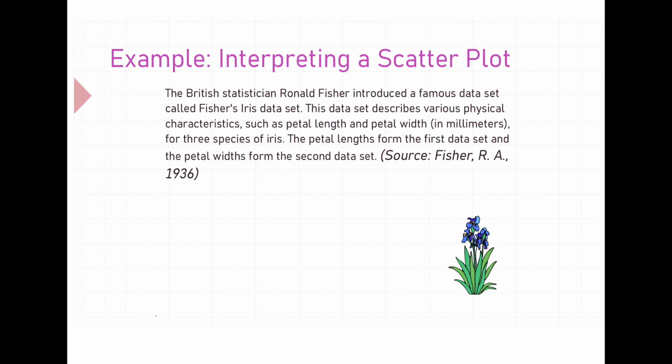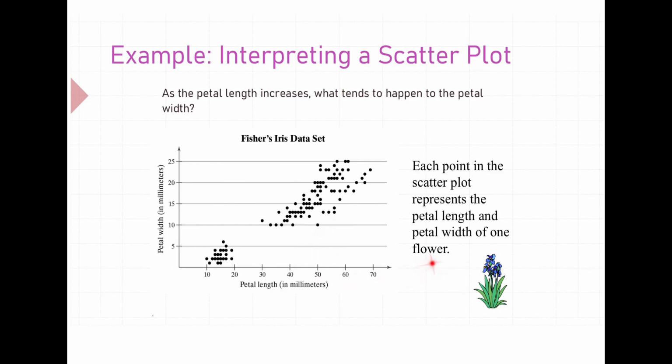So just to give you an example of what we're talking about, a British statistician, Ronald Fisher, introduced a famous data set called Fisher's iris data set. The data describes various physical characteristics, such as the petal length and the petal width in millimeters, for 3 species of iris: the petal lengths from the first data set and the petal widths from the second data set. So with this particular plant, the x's would be the petal lengths, so that's my x-axis, and then the petal widths are along the y-axis. Each petal, we record that, and then we plot it out.